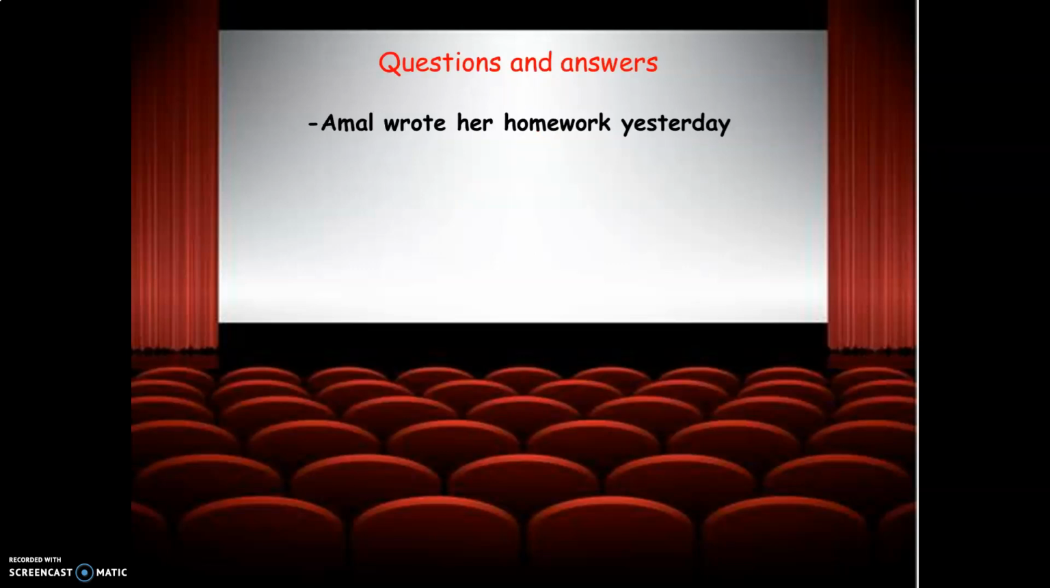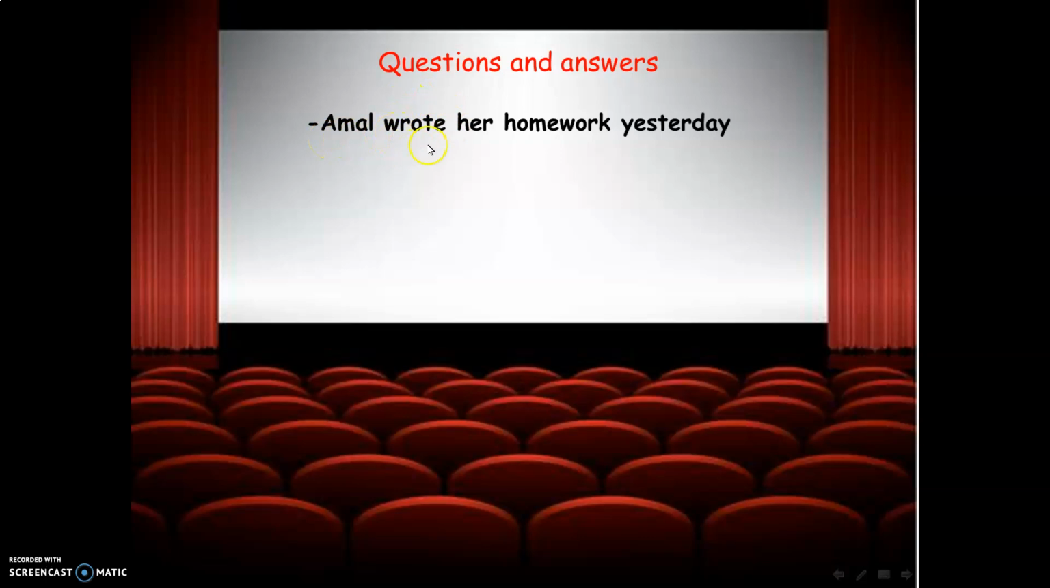Now we have questions and answers. How can I make correct questions using the past simple tense? Of course, this sentence is in the past, right? We have: Amal wrote her homework yesterday. This sentence is in the past, right? So I should start with what? To make yes/no questions, I should start with did. I will say, did Amal.